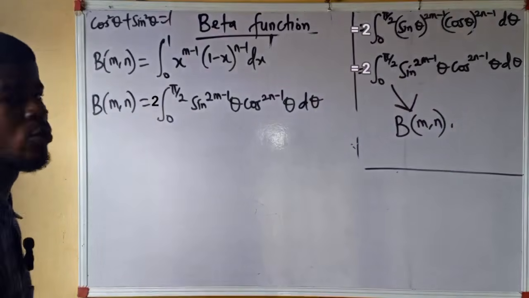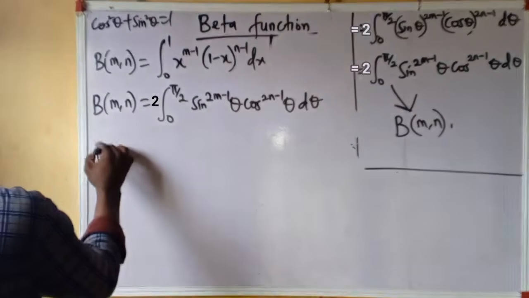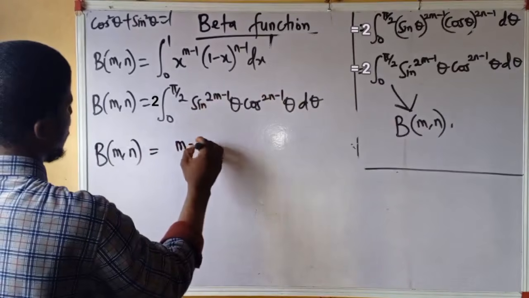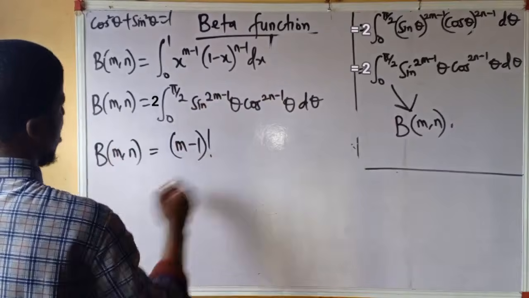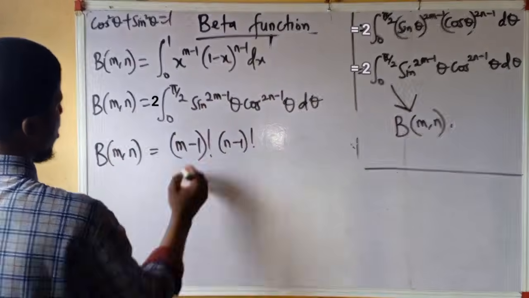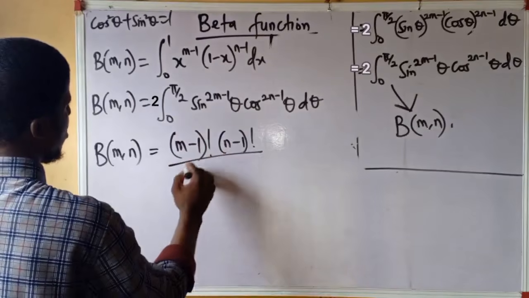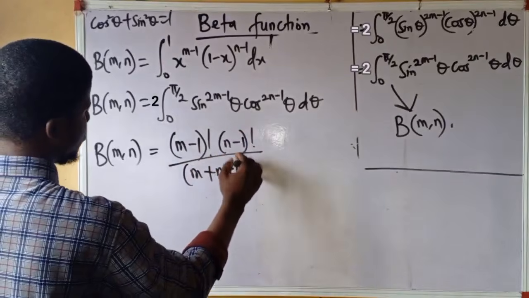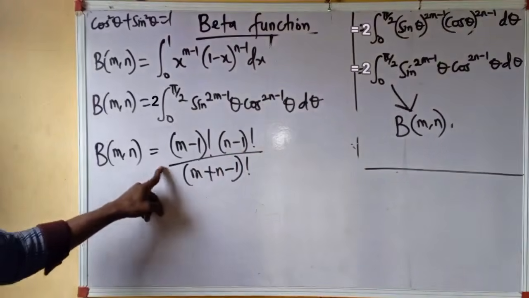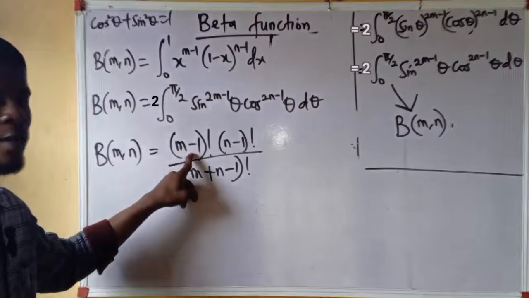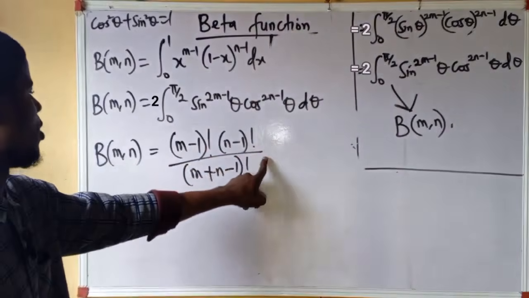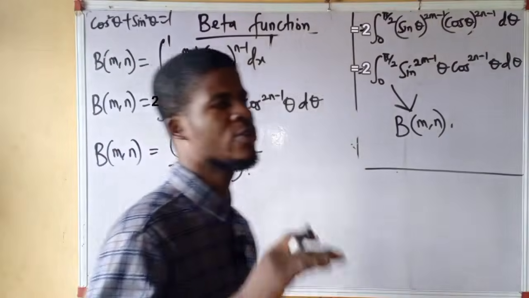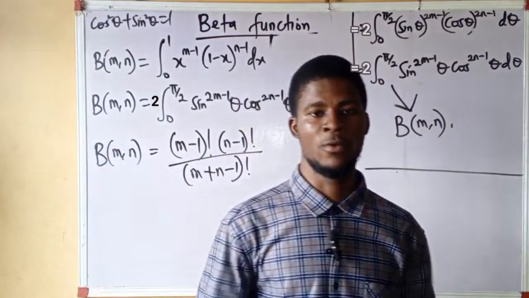There's another formula we should take note of. Beta of m and n is simply m minus 1 factorial times n minus 1 factorial divided by m plus n minus 1 factorial. So we should also take note of this. There is a formula that connects the beta function and the gamma function.